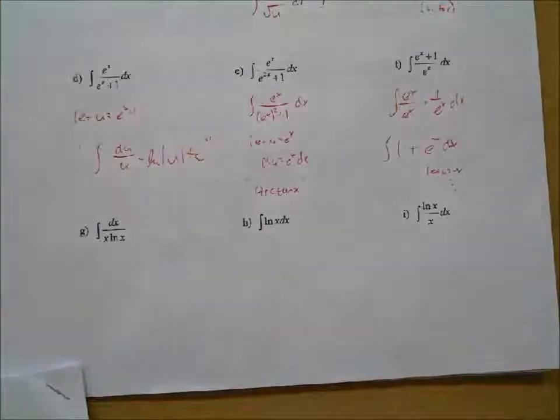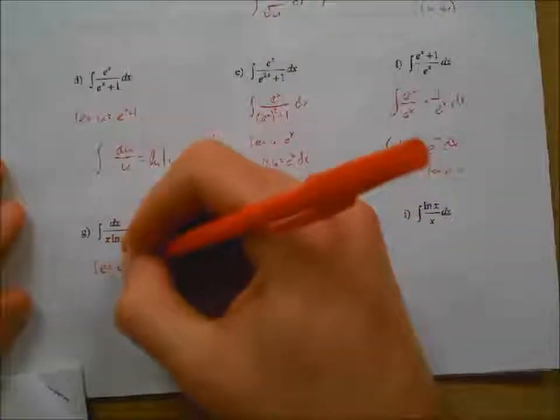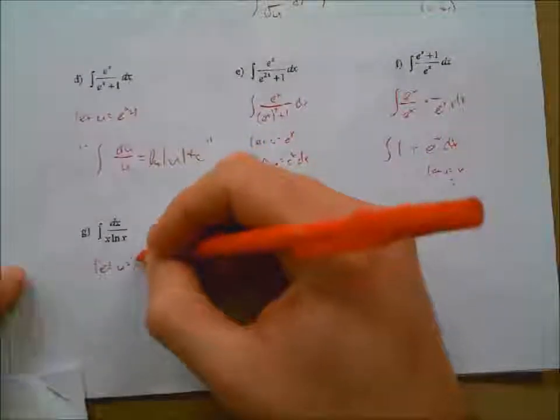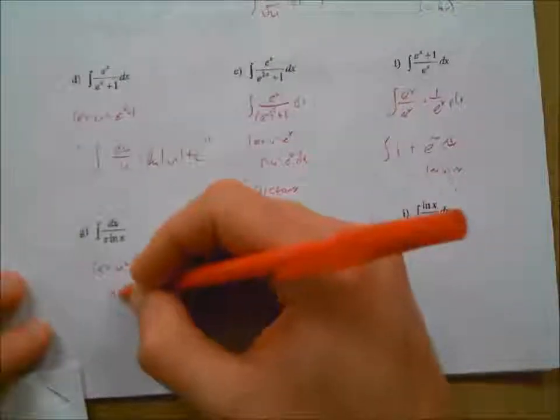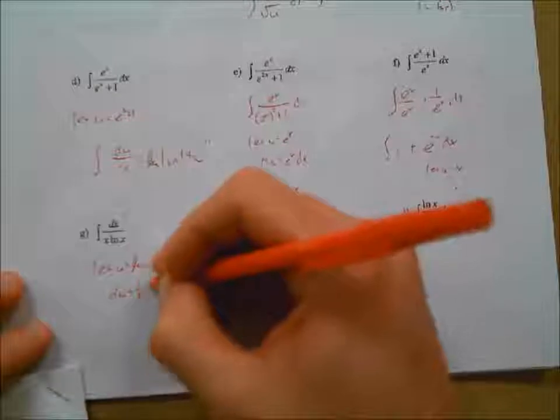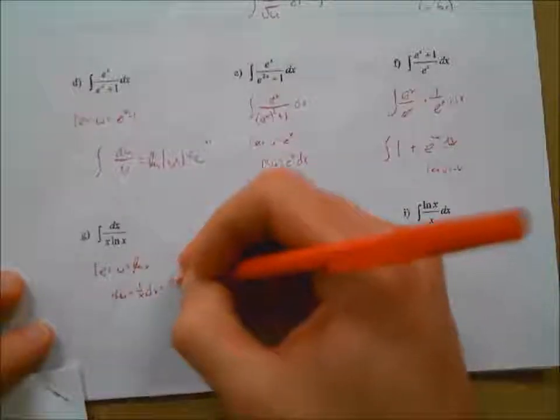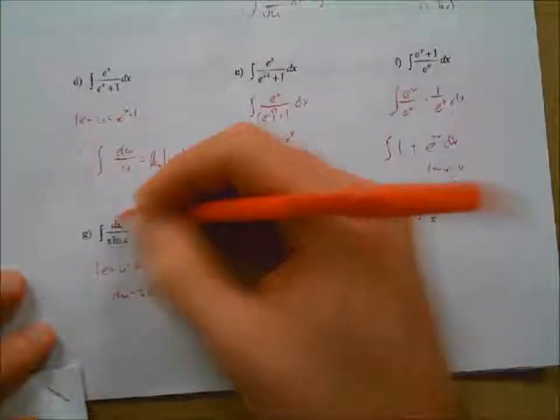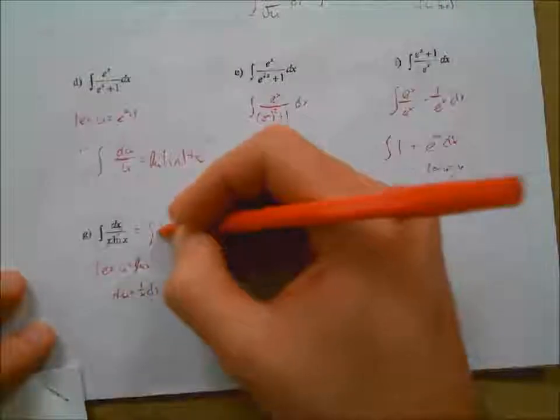How do we integrate this one? Can we integrate this one? No. It is a u substitution here. We should let u equal what? Natural log of x, because its derivative is what? 1 over x dx, or dx over x, which is what we have right there. So this is going to end up being just the integral of 1 over u du.